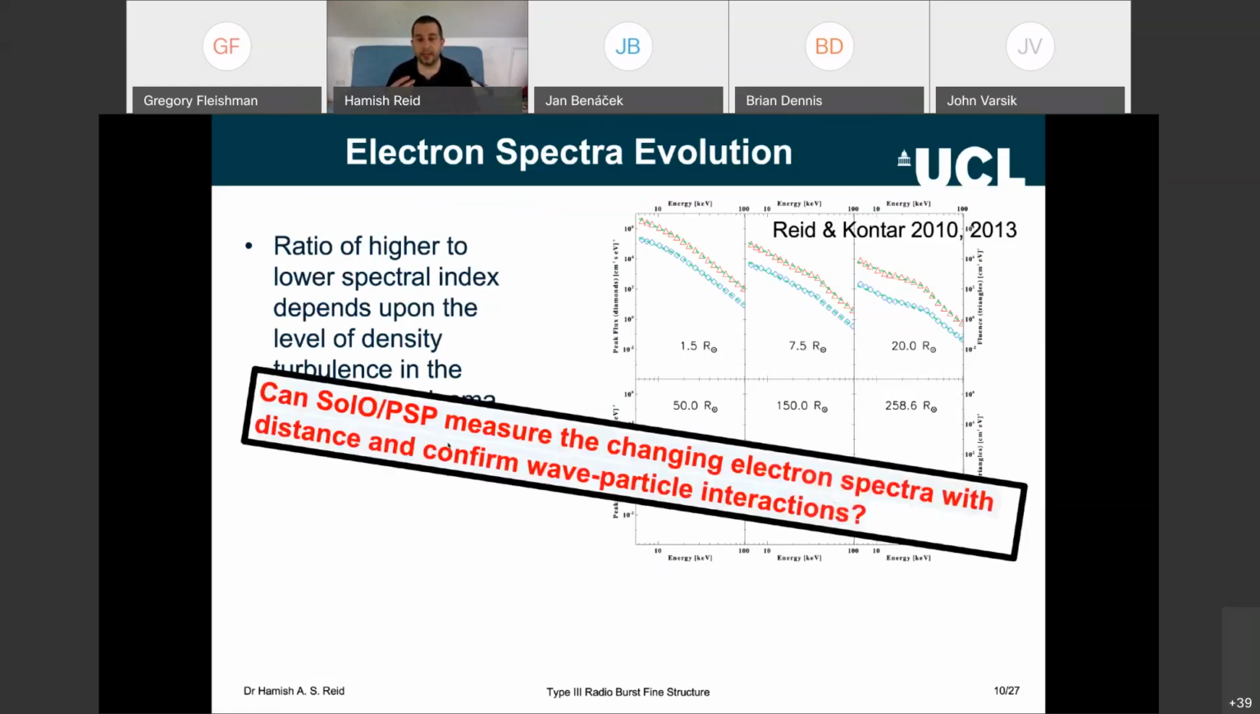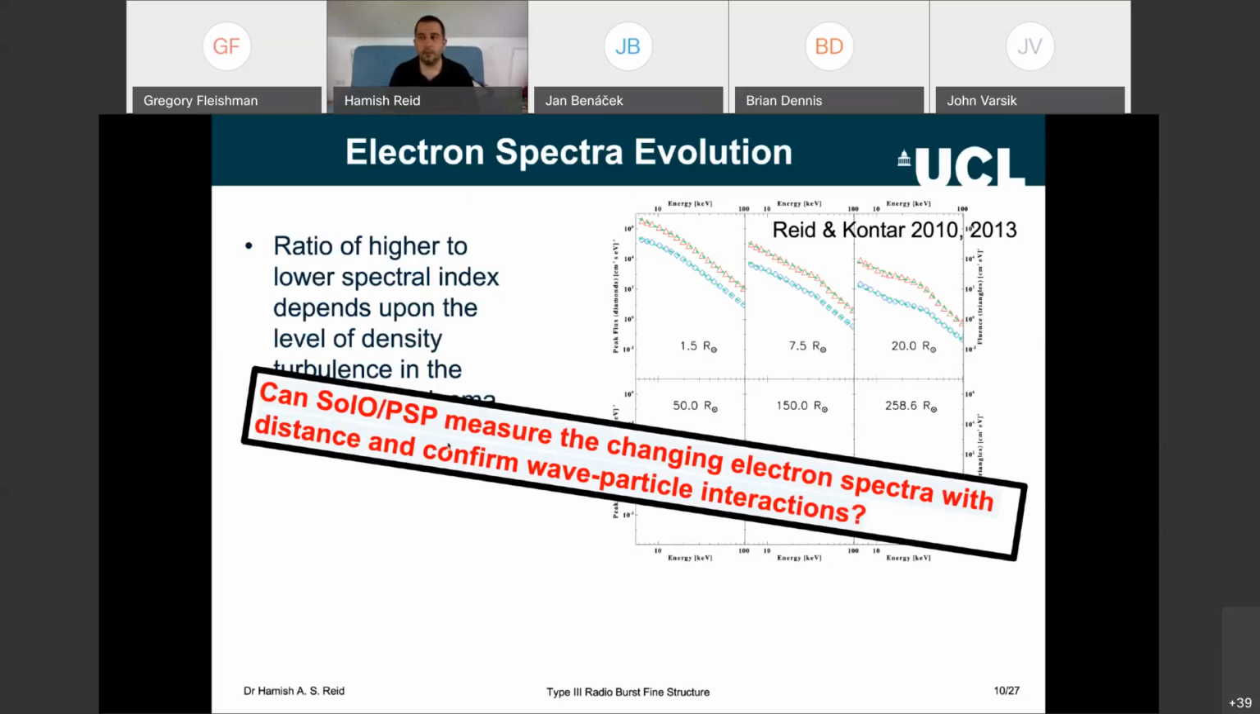So can we again use the measurements of Solar Orbiter and Parker Solar Probe to confirm that wave particle interactions are actually causing the break, and whether or not the amount of density turbulence is affecting the ratio of low to high in the spectral index?